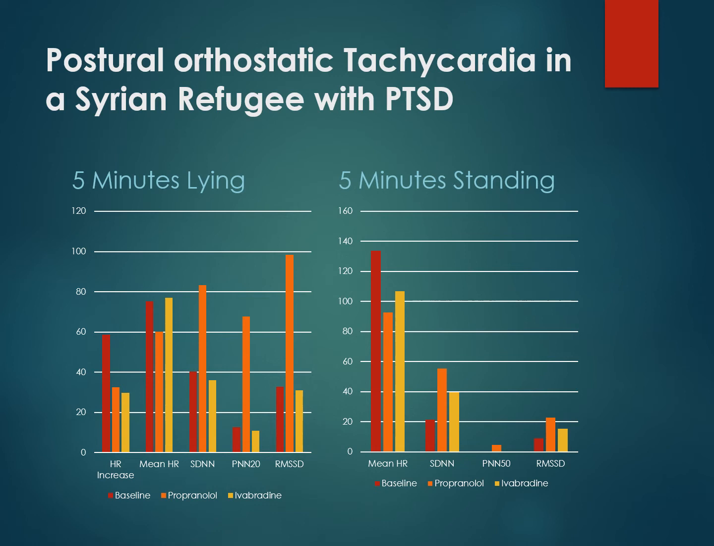This is a Syrian refugee girl, 16 years old, with post-traumatic stress disorder and postural orthostatic tachycardia syndrome. You have an improvement of the heart rate increase while standing with propranolol and ivabradine, but there's an overshooting increase of heart rate variability in this girl with propranolol that is not well tolerated, and there's a clear improvement of the autonomic nervous system as well as the clinical symptoms using ivabradine, with a complete recovery.